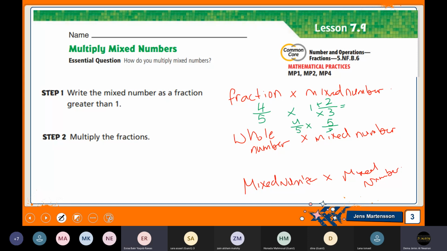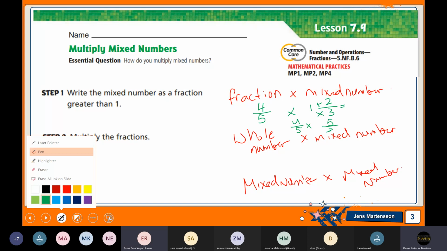Sorry, but which volume? Volume 1 or 2? Volume 2. Okay.